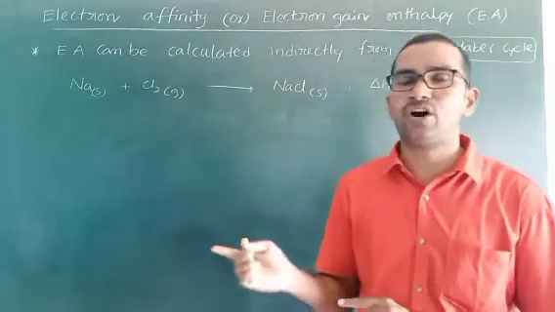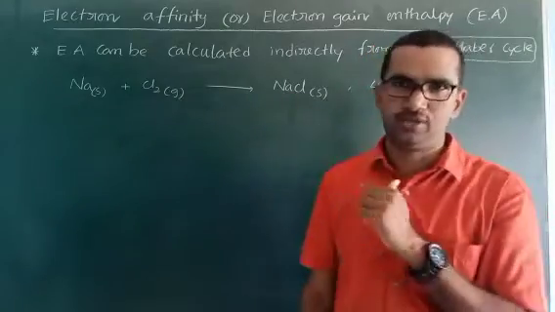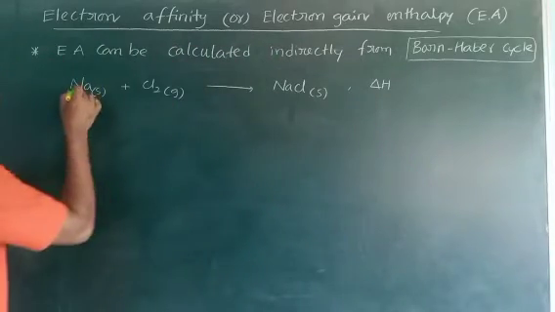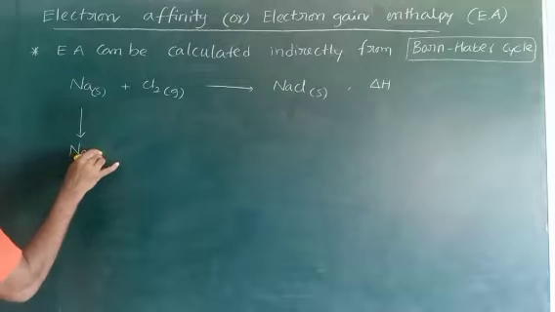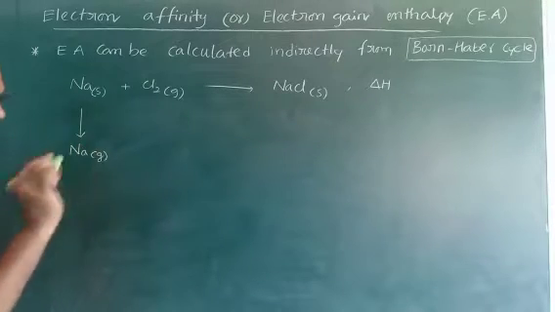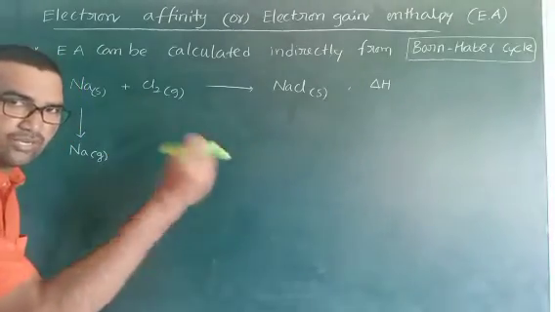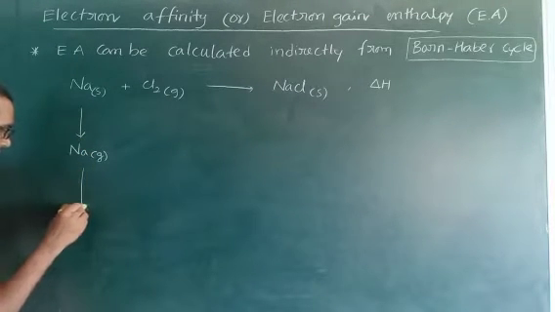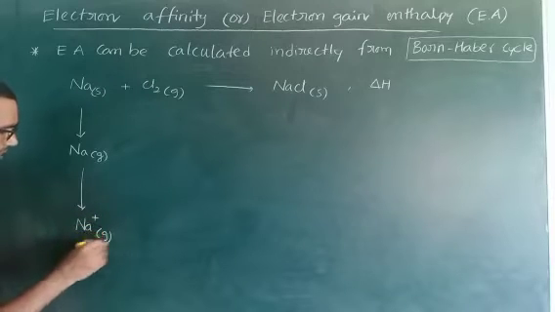Why? For NaCl formation, Na plus and Cl minus is required. It is an ionic compound. That's why Na plus and Cl minus is required. So first this Na solid is converted to Na gas, because there is no chance of converting solid into Na plus. We can convert to plus, losing electrons or gaining electrons, only in the gaseous state. So first convert the solid into gaseous state. After that, this Na gas is converted to Na plus gas, means losing an electron.